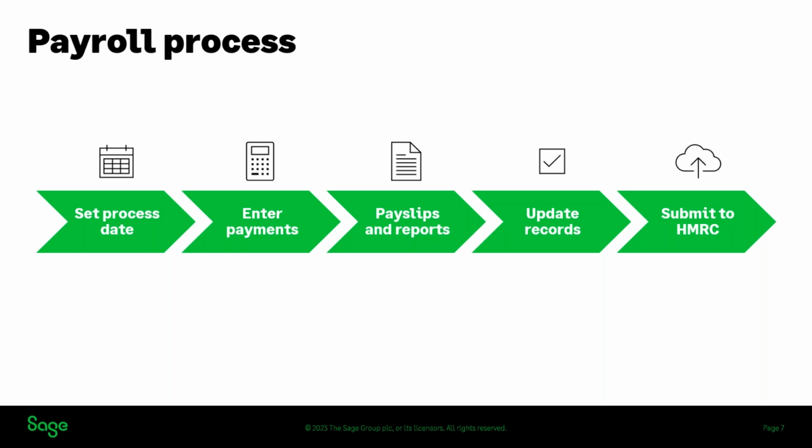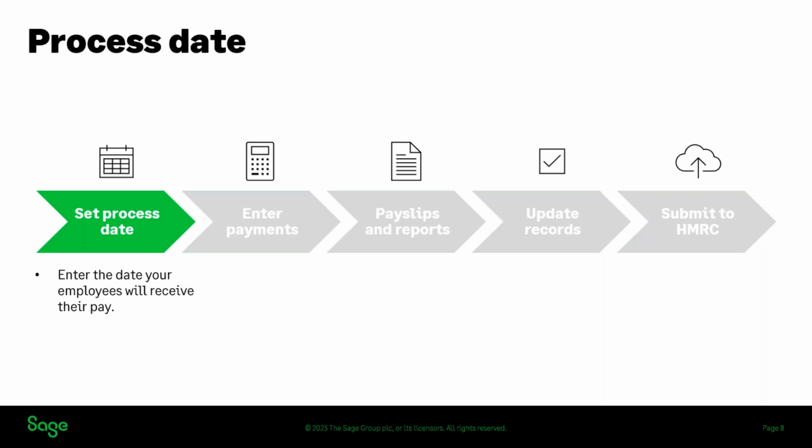We would then produce pay slips and pre-update reports, for example, payment summaries. You would update the records, which will confirm the current pay values. And then the last step is to submit that information to HMRC. So in its simplest form, that's your payroll process. But as I go through the demo, I'm going to mention some of the things that you might do in and around these steps.